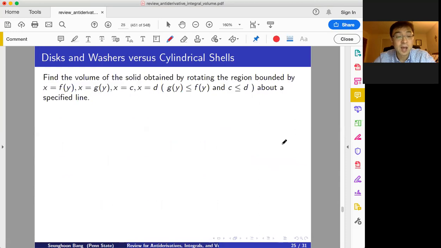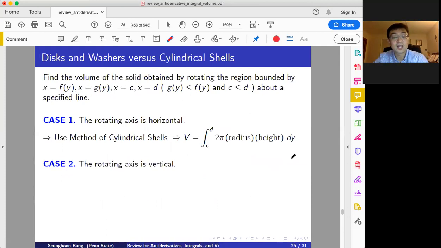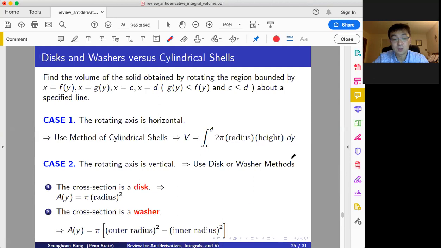So the opposite one, f of y, g of y. In this case, the rotating axis is horizontal. Use the cylindrical shell method. The volume is the integral from c to d of 2 pi times radius times height dy. In the other case, the rotating axis is a vertical line. Use the disk or washer method. The disk is A of y, pi times radius squared. The washer, A of y, is pi times outer radius squared minus inner radius squared. The volume V is the integral from c to d of A of y dy. This is the whole idea.